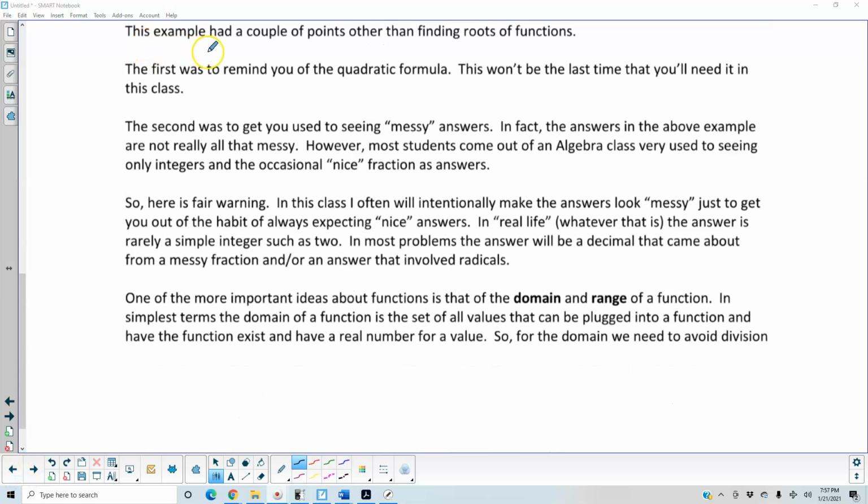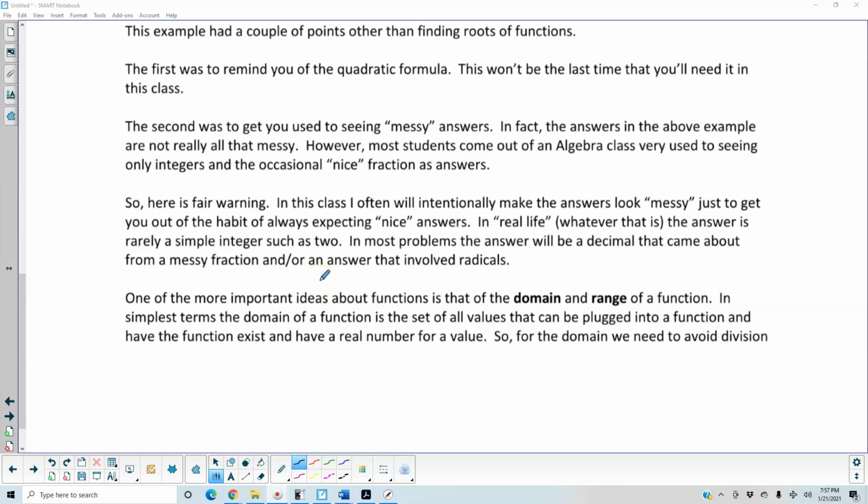In the previous video example, I had a couple of points other than finding roots of a function. The first was to remind you of the quadratic formula. This won't be the last time you'll need it in this class. The second was to get you used to seeing messy answers. In fact, the answers in the above example and that example from the previous video are not really all that messy. However, most students come out of an algebra class very used to seeing only integers and the occasional nice fraction as answers. So here's a fair warning.